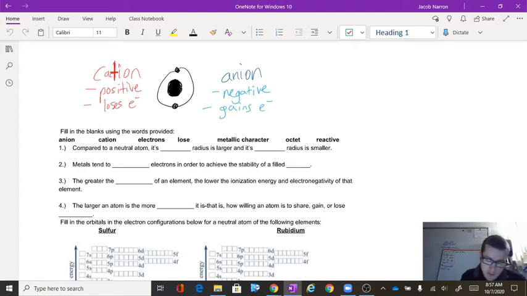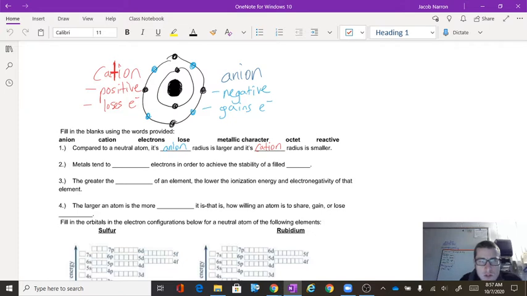Well, the opposite is your anion. In general, if you're gaining electrons, it's going to be a little bit bigger. So its anion radius is larger. I'll write that down here. And its cation radius is smaller.